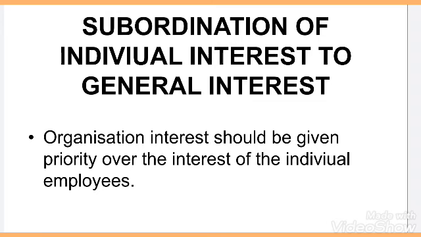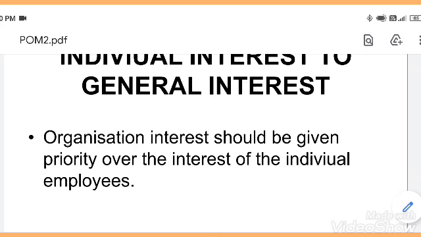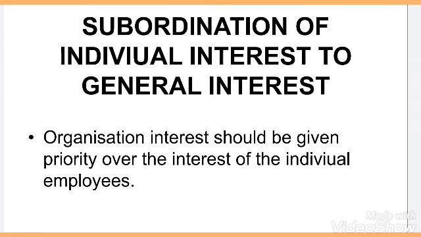For example, if a manager has the objective to earn more salary and a company is going through a situation of financial crisis, right, and they want to cut down the expenses, in this situation the manager must surrender or sacrifice his individual interest, and he should focus on how the company can recover from the financial crisis. He should focus on the organizational interest, not the individual interest. So this is about subordination of individual interest to general interest.